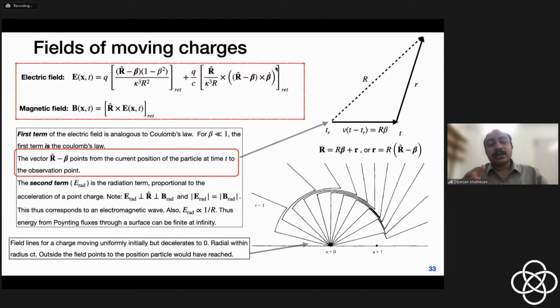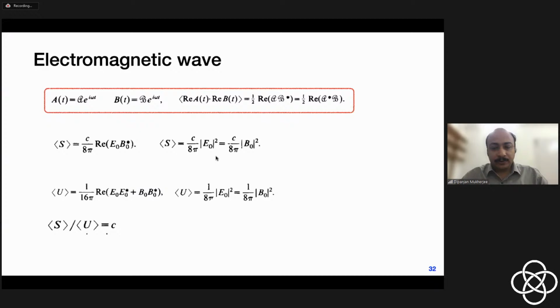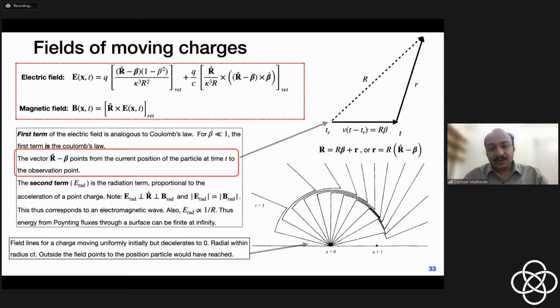So there are two things to note here. First of all, the electric field is proportional to the acceleration vector, and it is inversely proportional to the distance. Now here, the electric field is inversely proportional to the square of the distance, and here, the electric field is inversely proportional to distance. Now, if you look at the Poynting flux, the Poynting flux is related to the square of the magnitude of the electric field. If you take a square of the magnitude of the electric field, just this term will give you 1 by r to the power 4.